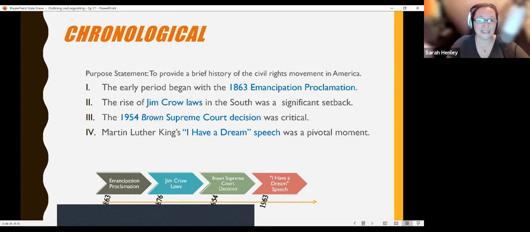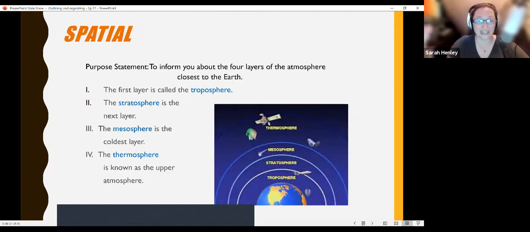The next one that's pretty easy to identify is spatial organization, or something's order in space. So this can be many different ways to refer to space. Now I have in this example on the screen, literally space. So we have talking about the different layers of the atmosphere. So we're talking about something's order in space from closest to the Earth to furthest from the Earth. So we are radiating out of Earth based on this format.